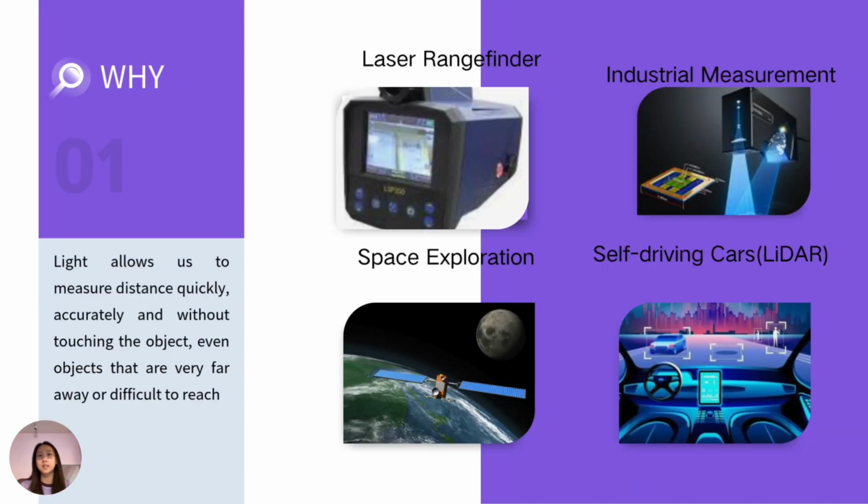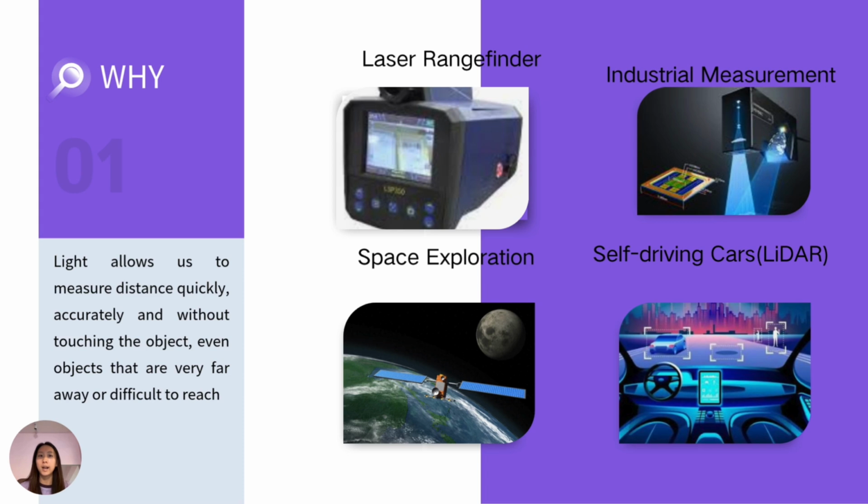Here we have four examples. The first one is the laser range finder, which measures distance, like how tall a building is. In factories, lasers are used to check the product size. Then self-driving cars like Tesla use it to find the road, other cars or people. Scientists also use light to measure distance in space.